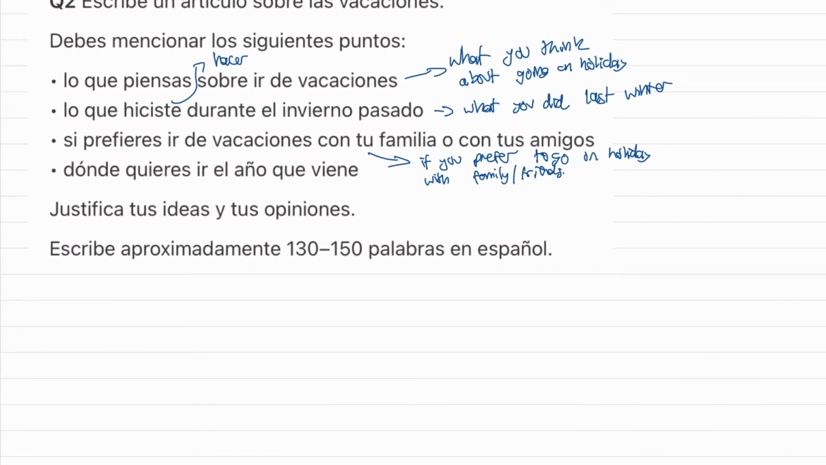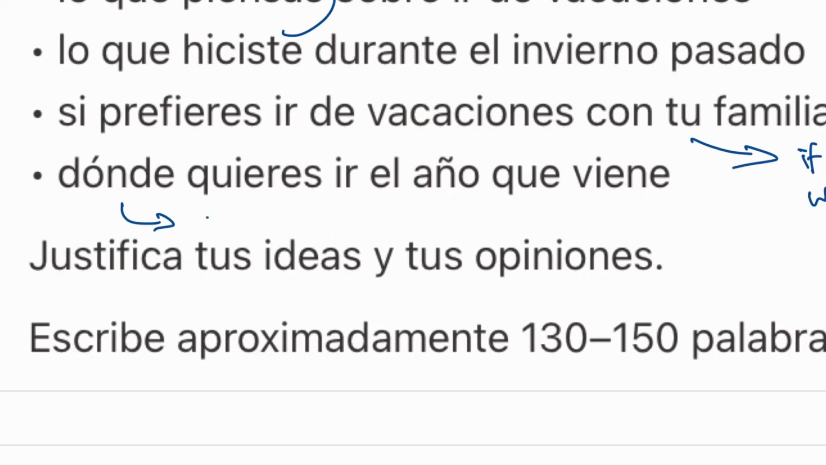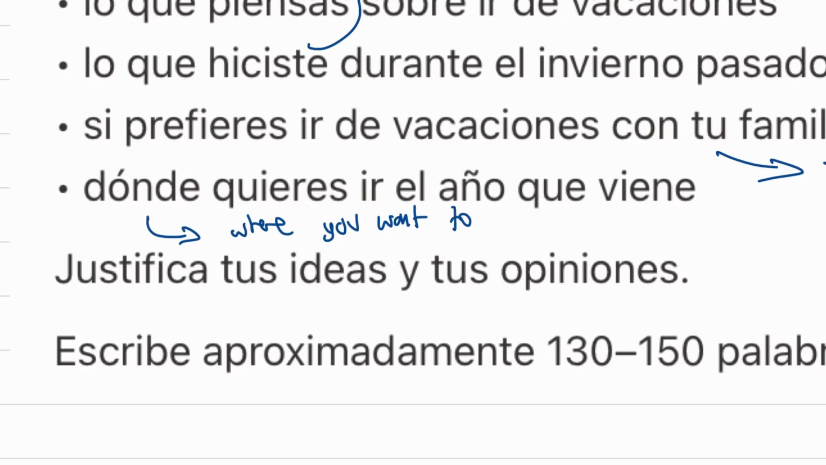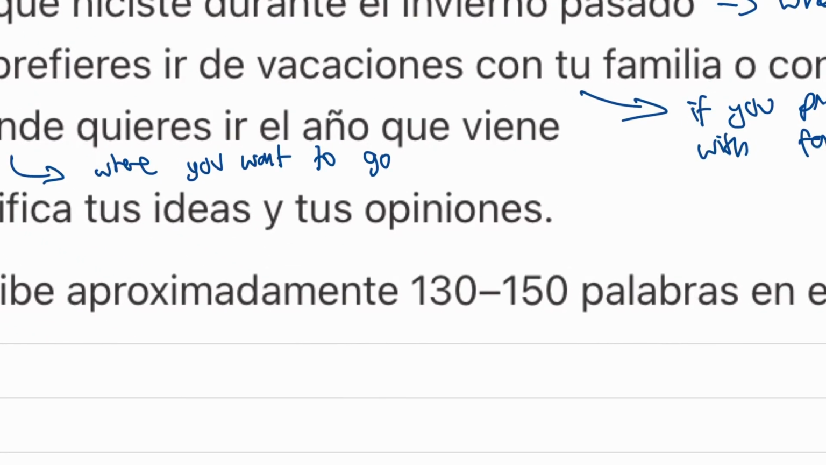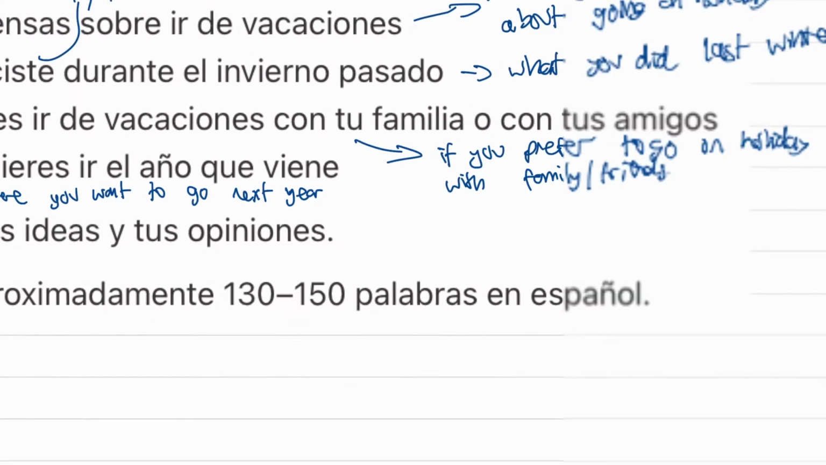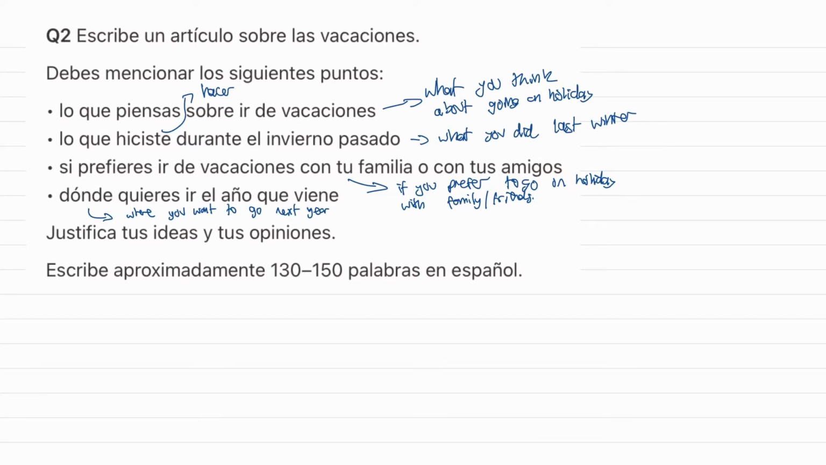And the final bullet, is final question, bullet point, whatever you want to call it. ¿Dónde quieres ir el año que viene? So where you want to go. El año que viene is next year. It's quite a common way of saying next year. El año que viene. Vale? So the first thing I've done is translated the 4 bullet points.